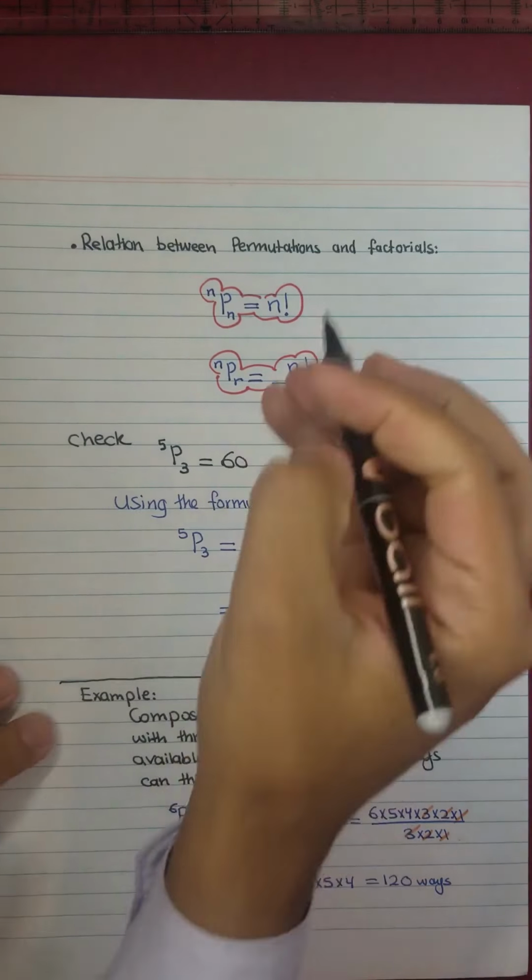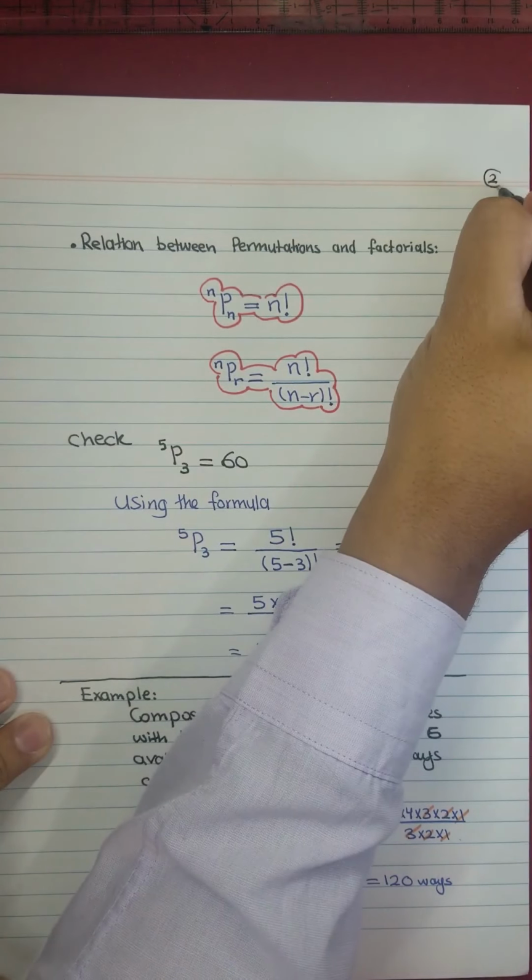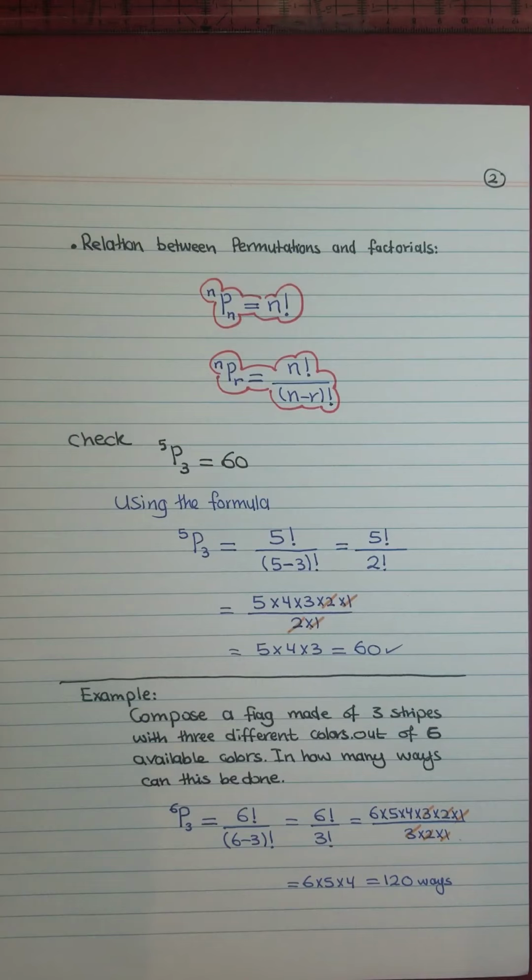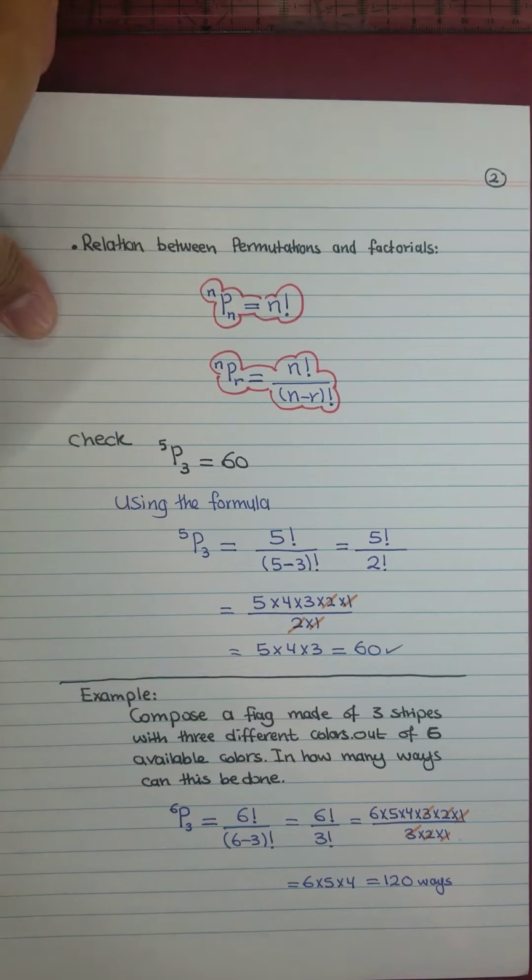But what we need to know, this is page number 2, is that there is another way of evaluating a permutation that is way less complex than this one. This one is easy, I'm not saying that it's difficult, but there is another way with which we can evaluate a permutation more easily than this. So let's see.